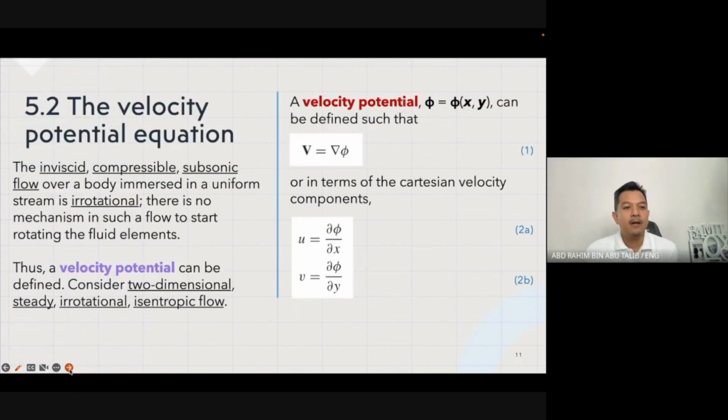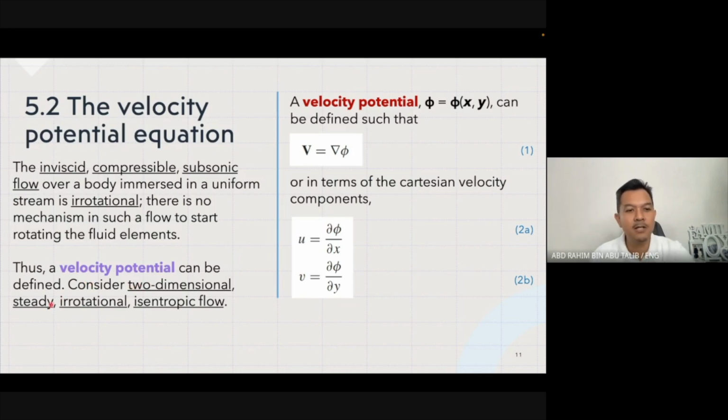The inviscid compressible subsonic flow over a body immersed in a uniform stream is considered irrotational, meaning that there is no mechanism in such a flow to start rotating the fluid element. So we assume it cannot be rotated. Thus, a velocity potential can be defined.